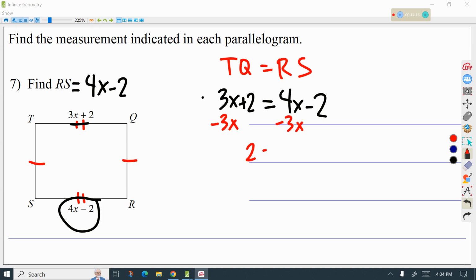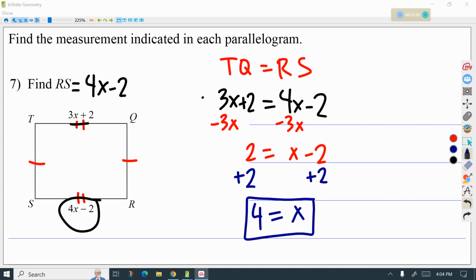And that's going to leave me with 2 equals x minus 2. Now to solve this problem, if I add 2 to both sides, we end up with x equals 4. We're still not done, okay? Notice that we want to find RS, and RS is equal to 4x minus 2, so I can't do that until I find x, and now we found it.